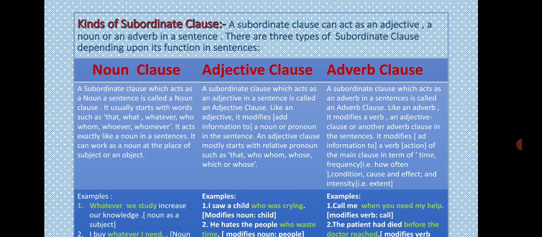For example, call me when you need my help, modifying verb call. When you need my help is modifying the verb of that sentence, that is call. Call is the verb of this sentence. That's why when you need my help is an adverb clause. The patient had died before the doctor reached. In this sentence, had died is a verb. It is modified by before the doctor reached. That's why it is an adverb clause.